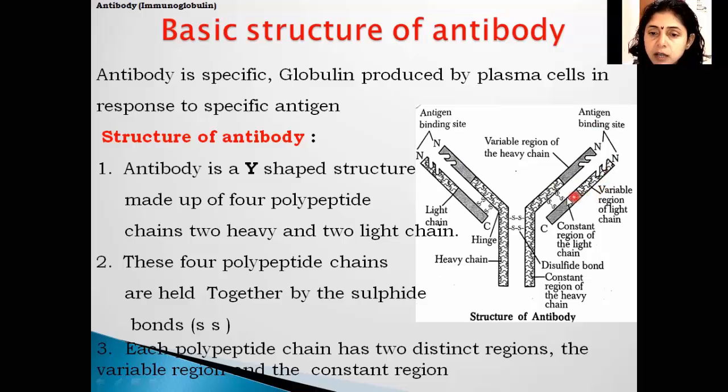What does variable region mean? This is the constant and this is the variable. There are different types of antigens, whatever the shape and size of the antigen, so this fragment becomes flexible and can adjust accordingly. And that is why it is a variable region. So this is the variable region of the heavy chain.